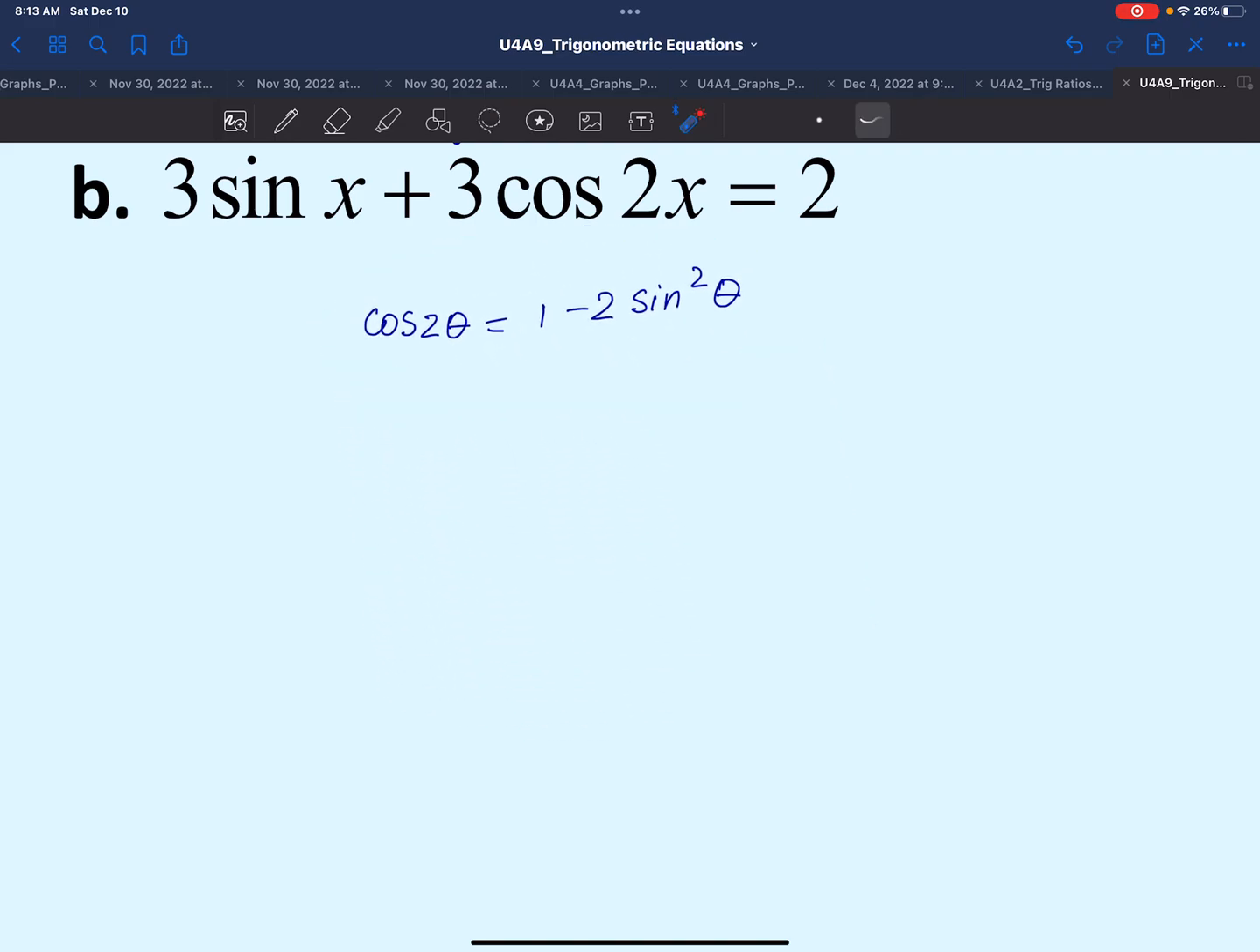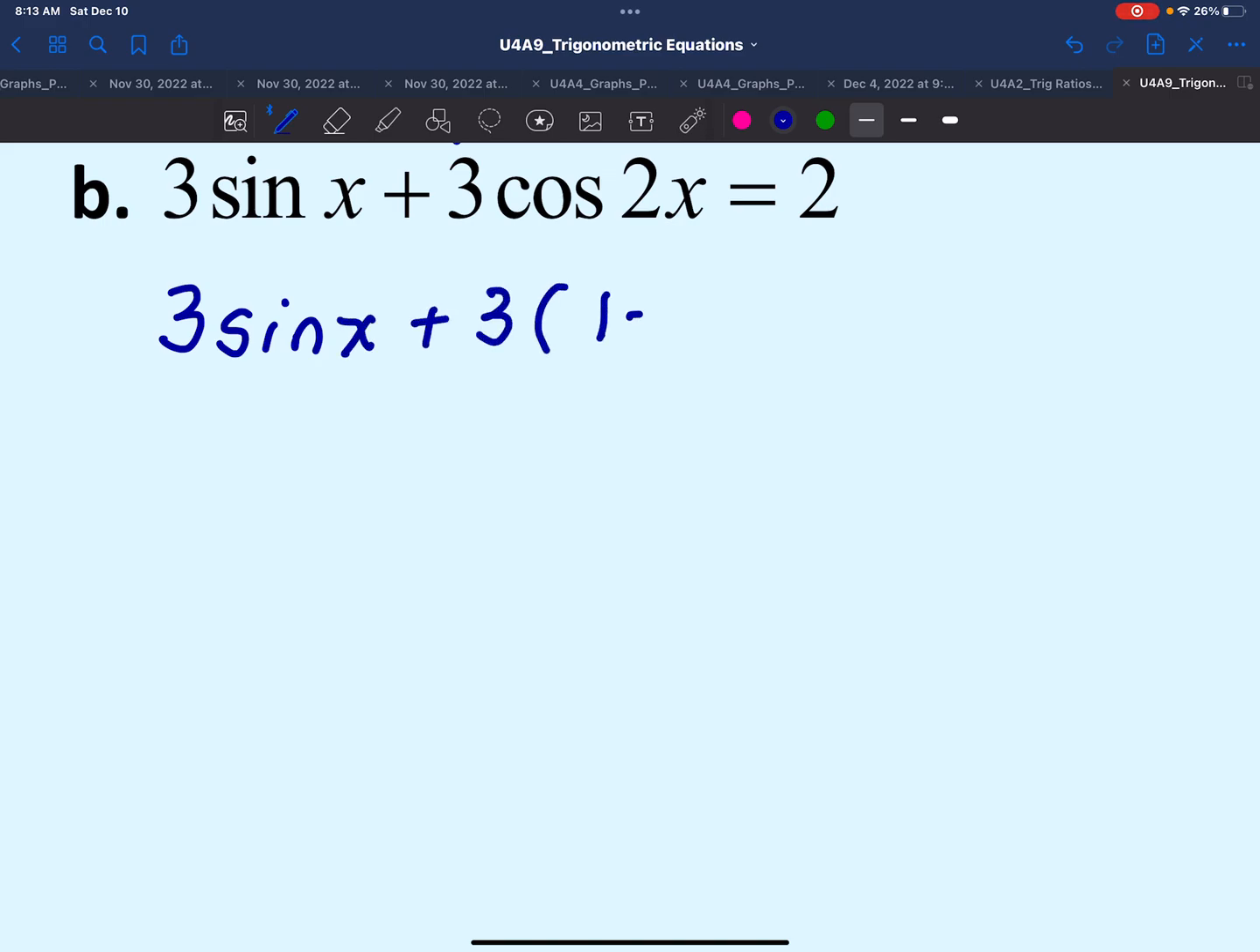So if we bring 1 minus 2 sine squared theta here for cos 2x, then we will have only sine throughout the equation and the angle would be single. So let's do just that. We have then 3 sine x plus 3 times 1 minus 2 sine squared x equals 2.